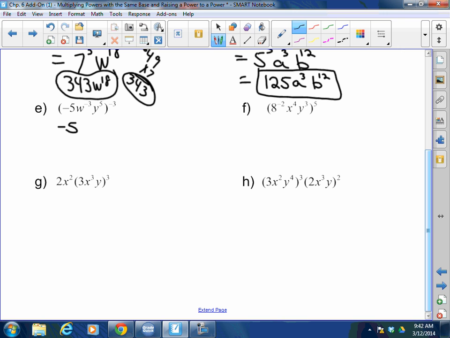Would that negative 5 be in parentheses? Yes, it would be because it's already in parentheses. Be careful. So it's negative 5 to the negative 3rd. That's a negative there.